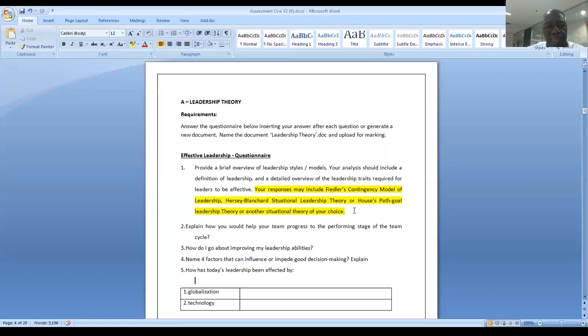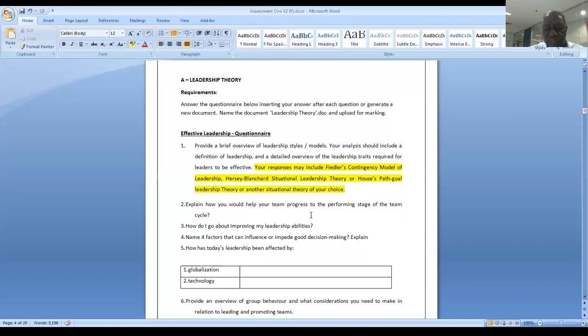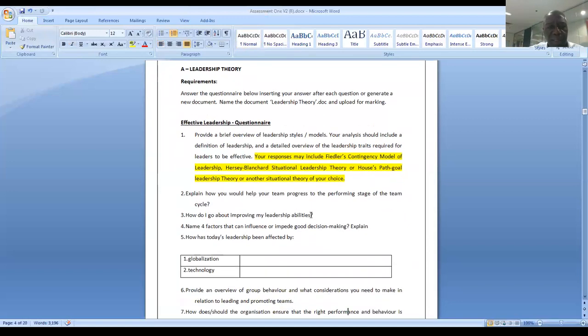And once you've done that, number 2, you're going to explain how you will help your team progress to the next stage of the team cycle. Here, you'll be using Tuckman's theory, which I will show you in one of the slides. That is for the team. That's basically for the team. And then, how do I go about improving my leadership styles? Name 4 factors that can influence or impede decision making.